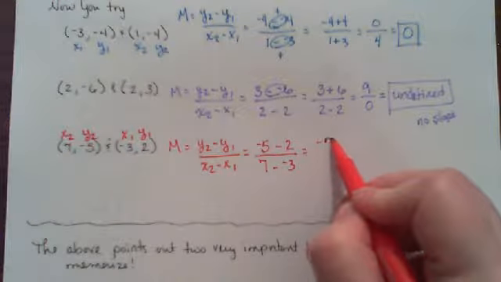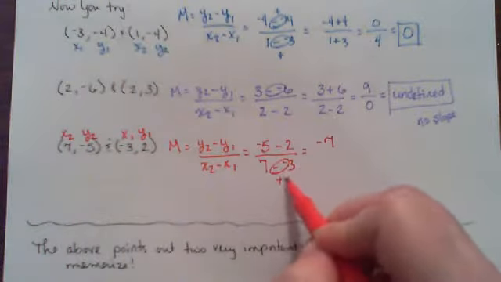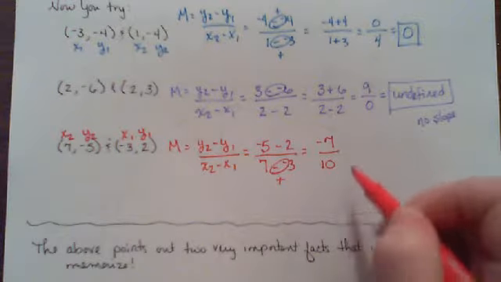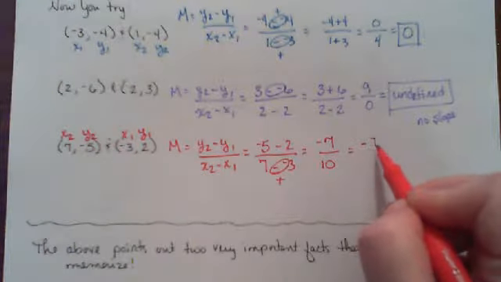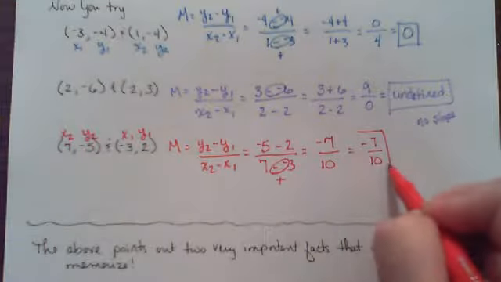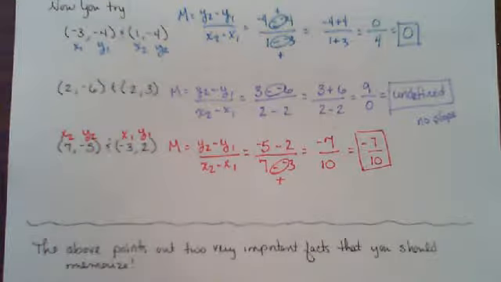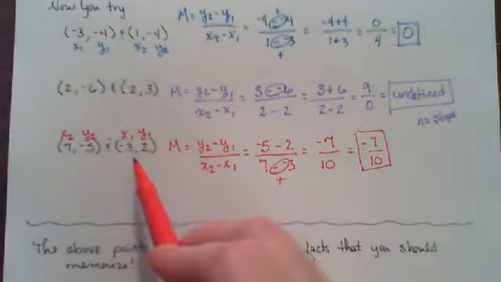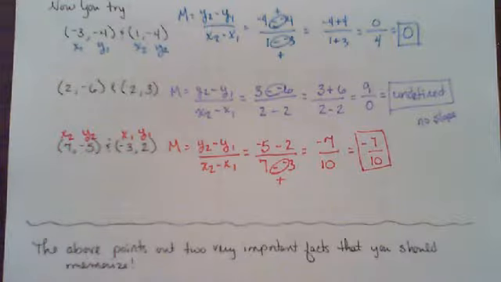Negative 5 minus 2 is negative 7. 7 plus 3 is 10. So you get negative 7 over 10. Which is what you got. So it doesn't matter whether you put this as your x1 or this one as your x1. As long as you make sure whatever has x1 also has y1.